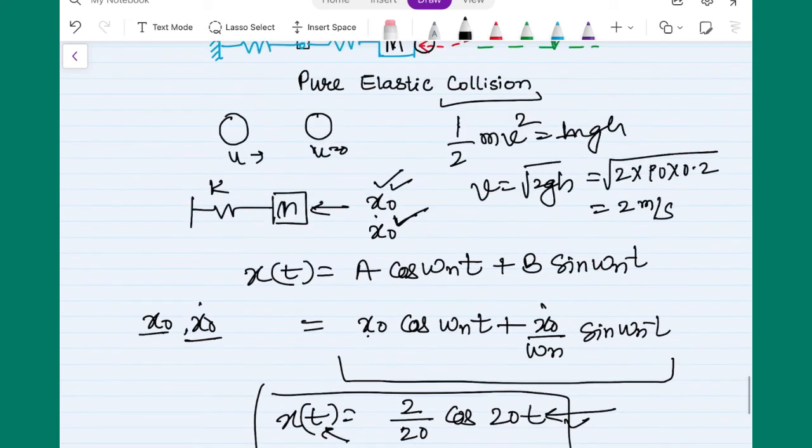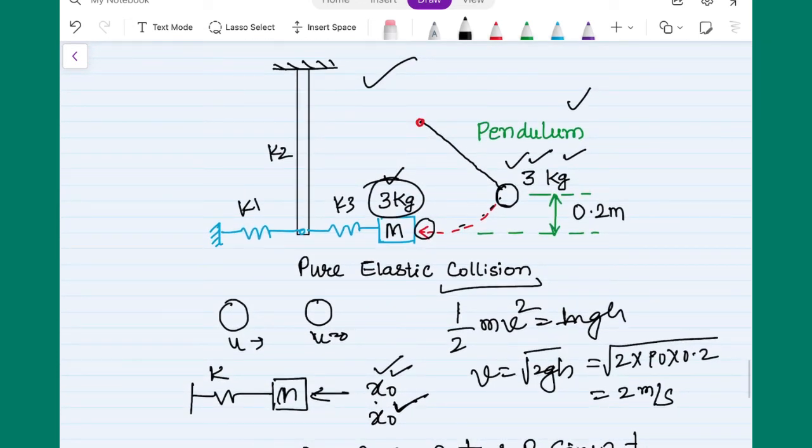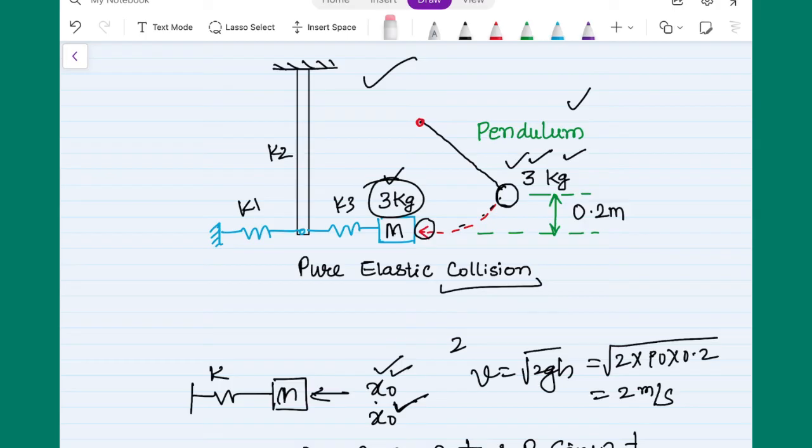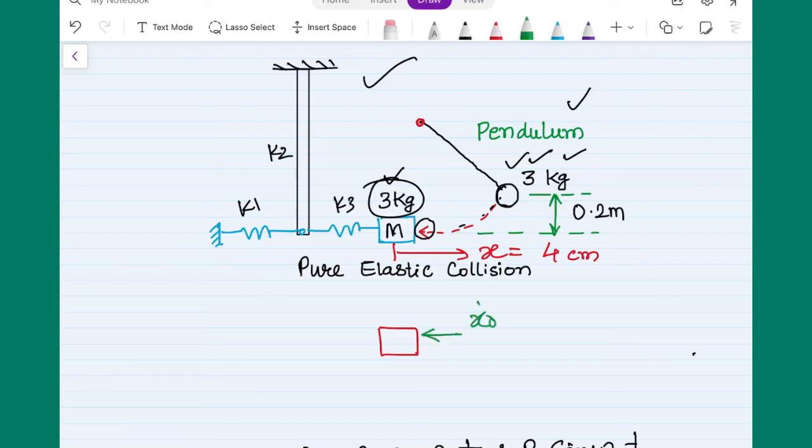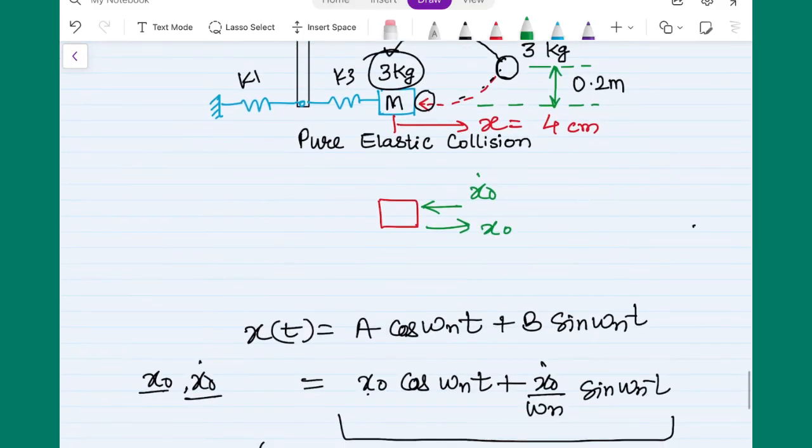At this moment, I would also like to add: suppose we have the same problem, but in addition to this collision of the pendulum, a displacement input is also given. Assume that the mass is also pulled in this direction by, let's say, 4 centimeters. Here you can visualize that the initial velocity is in this direction, but the initial displacement is in this direction. So when you put this in the equation, you have to consider one positive, then the other will be negative, and that sign can be exchanged.